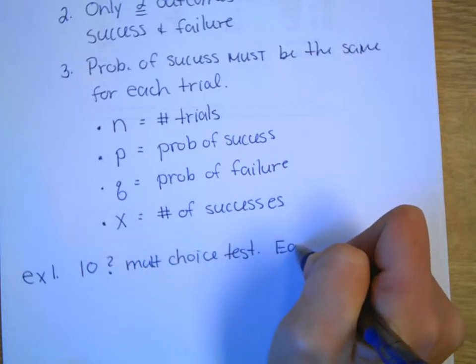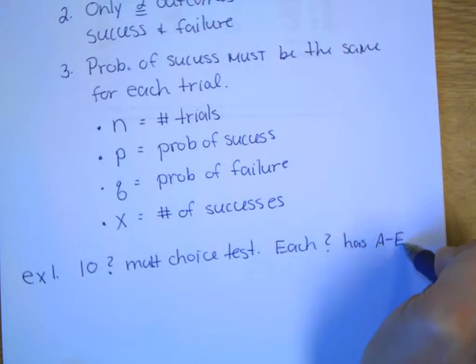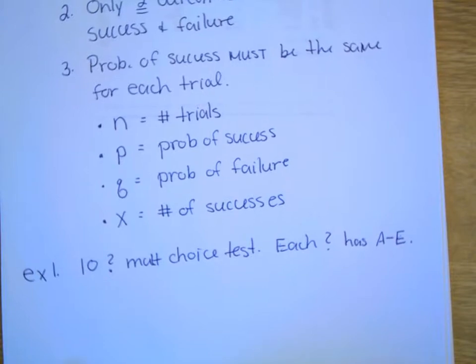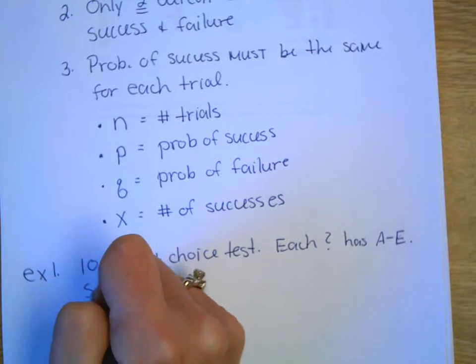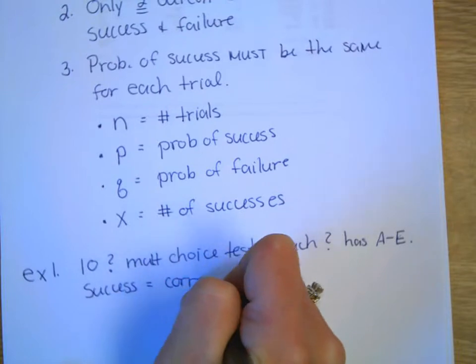You are going to take a 10 question multiple choice test. Each question has A through E. And you didn't study anything for this test, so you have to guess. Okay? So it's going to be random guesses all the way through. And we're going to let X be how many you get correct. So a success is going to be getting one correct, equals a correct answer.